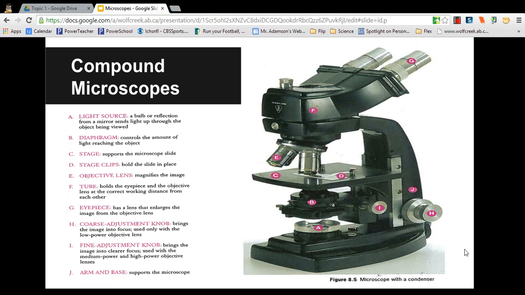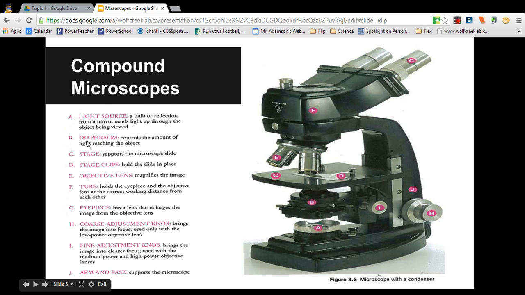Now, specifically the compound microscope here, we're going to go over its parts. You're going to have to know some of these parts, and you see it's labeled. If we start with A, you can see A is right here. This is the light source, so it's a bulb or reflection from a mirror, and it sends light up through the object being viewed, so you can see the object a lot easier.